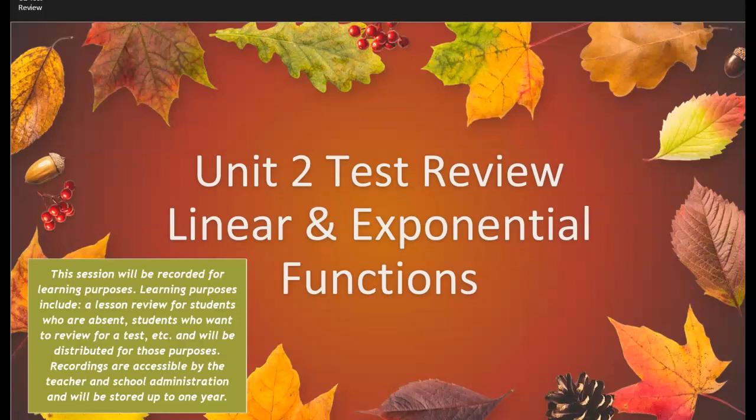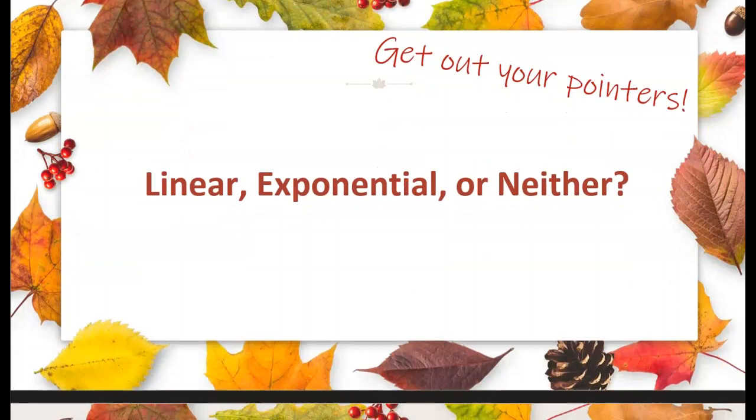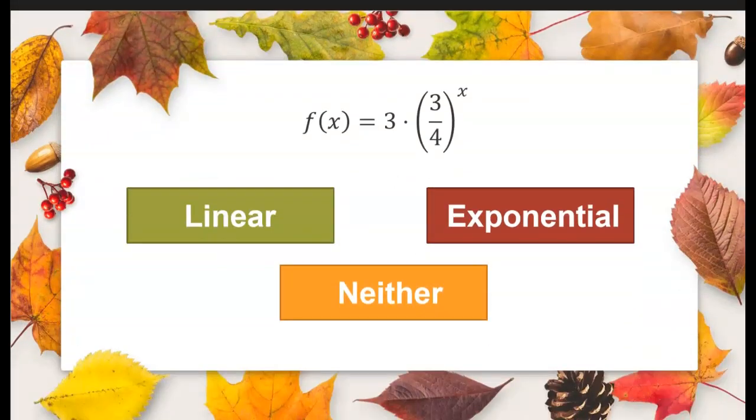Today we'll be looking at the Unit 2 test review, which is on linear and exponential functions. So we can ignore that part. In the first part we're going to be asking, are these linear, exponential, or neither? Now in class we did a little pointer exercise, but you can point to the correct answer with your pointer on the video. So this first one, is this linear, exponential, or neither? Point to the one you think is the correct answer.